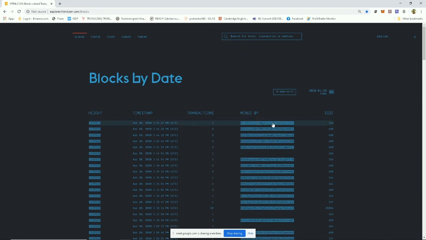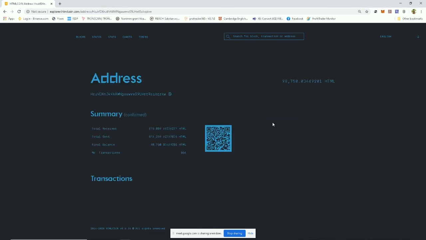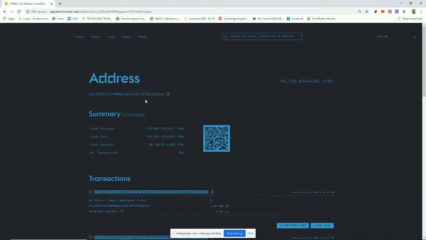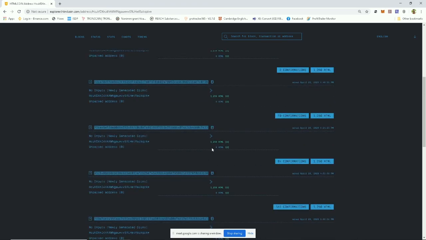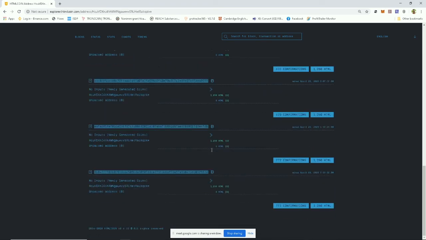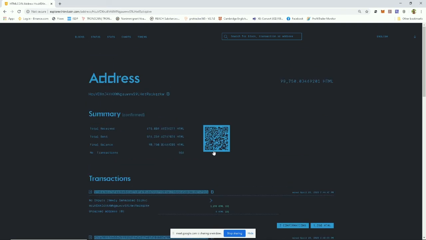So let's click on this random address here. This address, I don't know who it belongs to, but I can see how much HTMLCOIN they've received in total, how much they've sent, the final balance, and how many transactions they've done. I can also scroll down. It shows me each transaction, date, and time. So this is the transparency that I'm talking about. We are now viewing the distributed ledger, essentially.